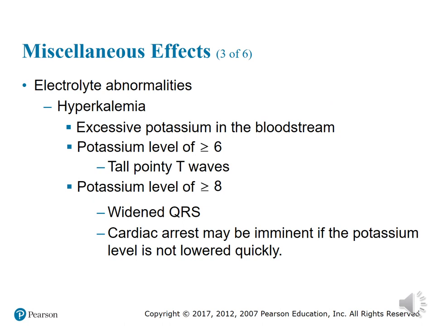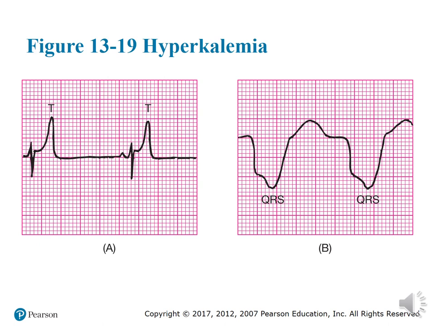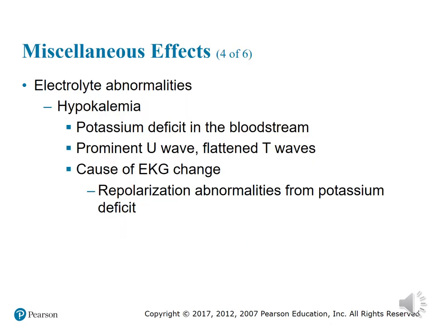Electrolyte abnormalities, hyperkalemia: excessive potassium in the bloodstream. Potassium levels greater than or equal to 6 cause tall pointy T waves; levels greater than 8 cause widened QRS complexes. Again, in chapter 2 we talked about the sodium, potassium, and all these different elements being pumped out of the heart, so refer back to those chapters for a better visual and understanding. Cardiac arrest may be imminent if the potassium level is not lowered quickly. All right, the tall pointed T waves, and the funkiness of these QRS complexes.